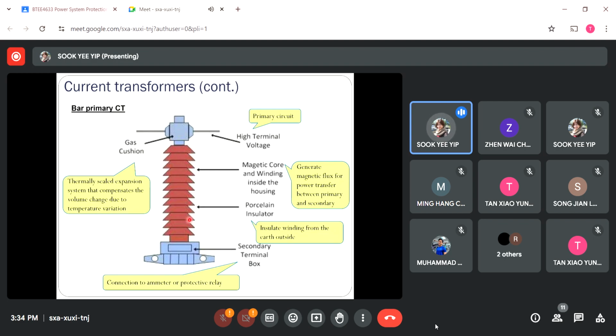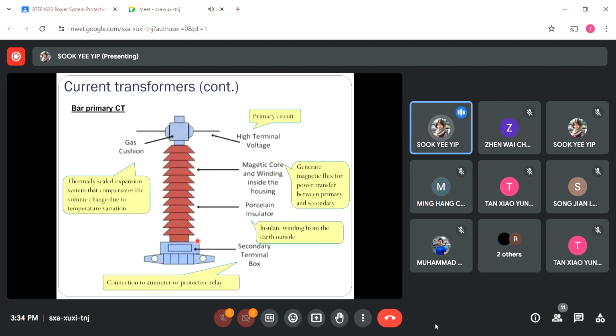At the bottom, the one in red color, we call the porcelain insulator. Inside this porcelain insulator, it has a magnetic core for the instrument current transformer that has been wound by both the primary winding and the secondary winding. This magnetic core is used to generate the magnetic flux for the transformer operation so that power can transfer from the primary circuit to the secondary circuit. Take note that the porcelain insulator also works as the isolator. It will insulate both the primary and secondary winding from the earth outside.